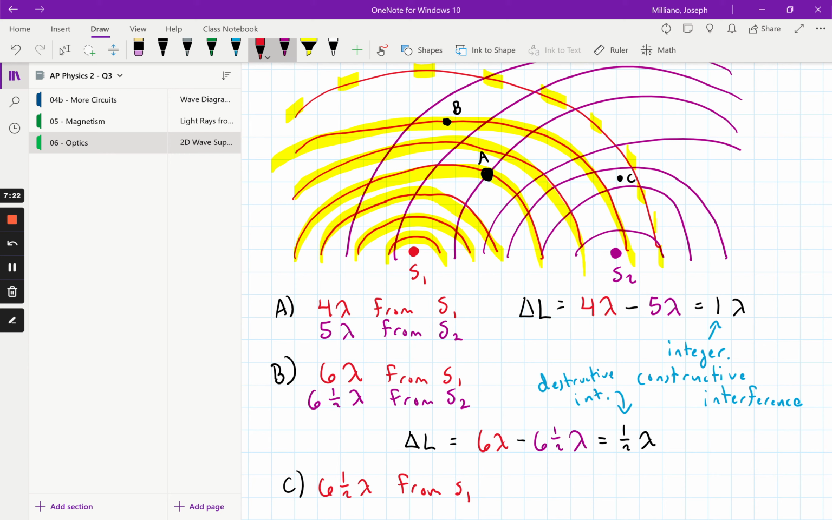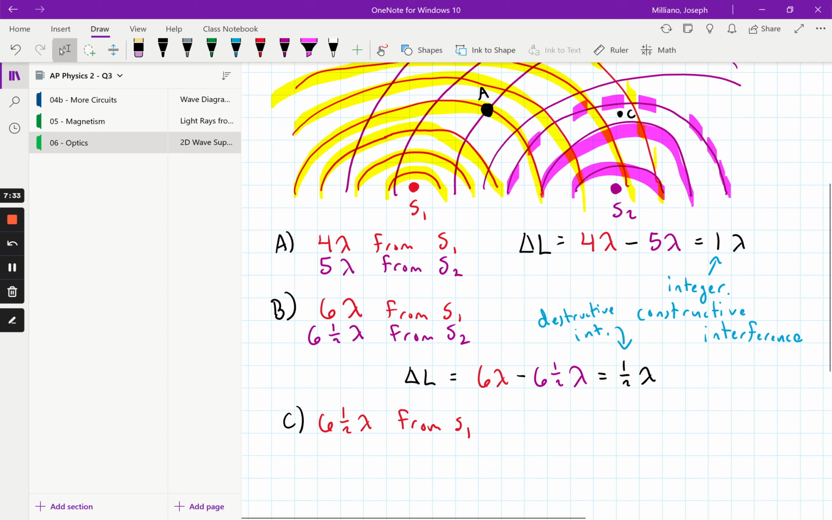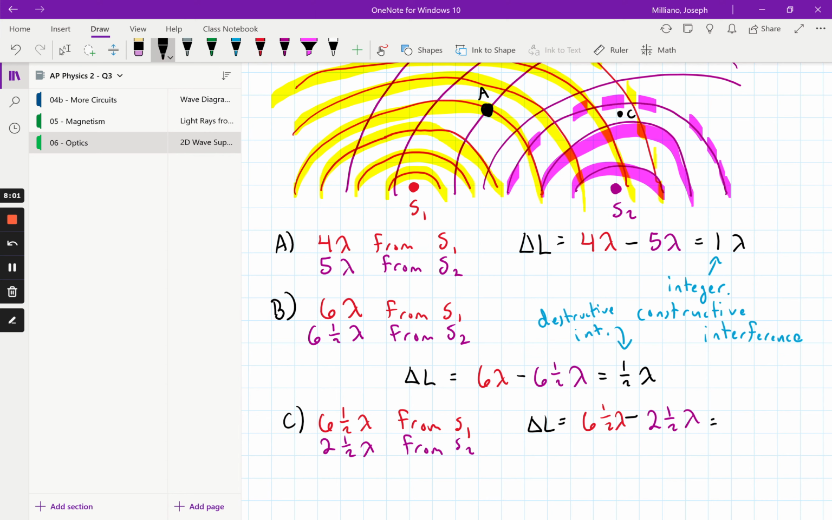That same point C, what about source 2? Well, here we're 1, 2, and not quite yet at 3. So we're 2.5 from source 2. Oh, need to get my color coding right here. We are 2.5 wavelengths from source 2. And so if we find the path difference here, that's 6.5 wavelengths minus 2.5 wavelengths. Forgot my lambda there. There we go. 6.5 minus 2.5 is 4 wavelengths. That is an integer, not a half integer. That's a whole integer. And so we get constructive interference there.